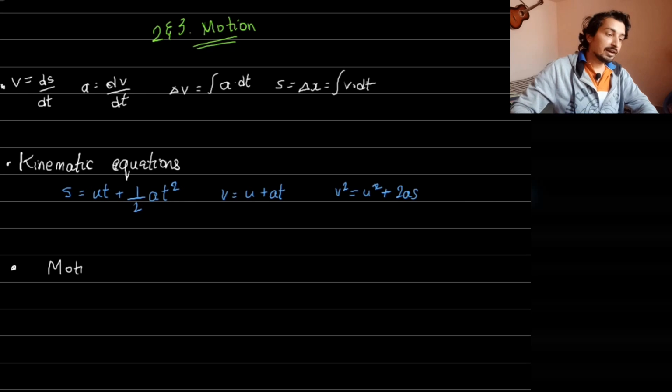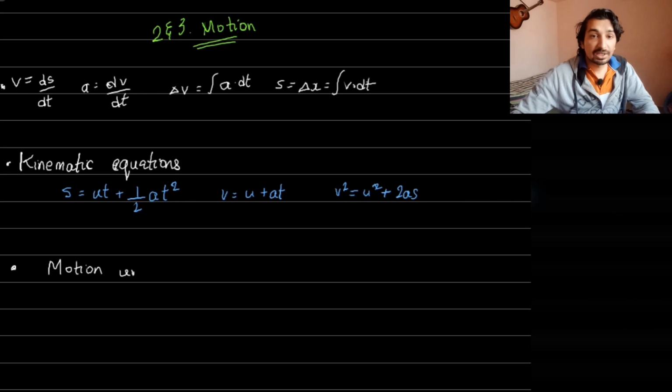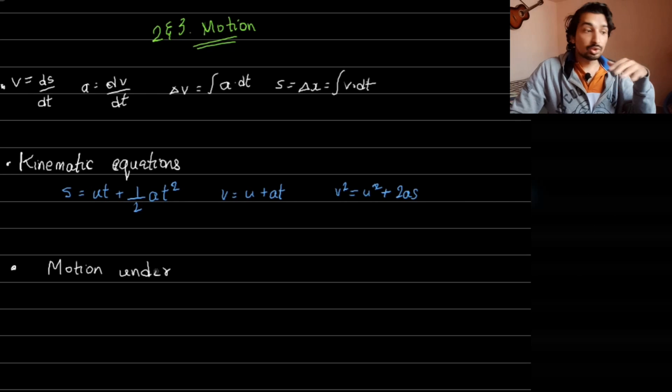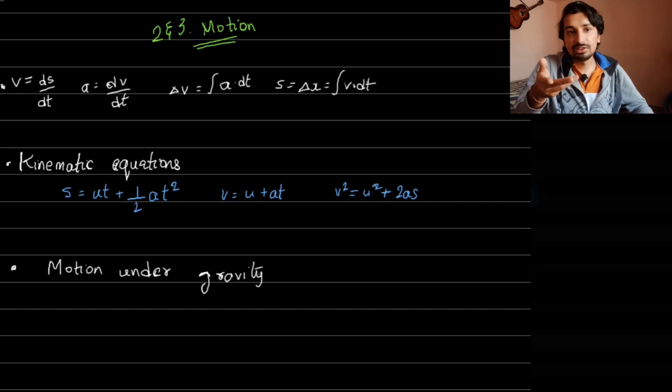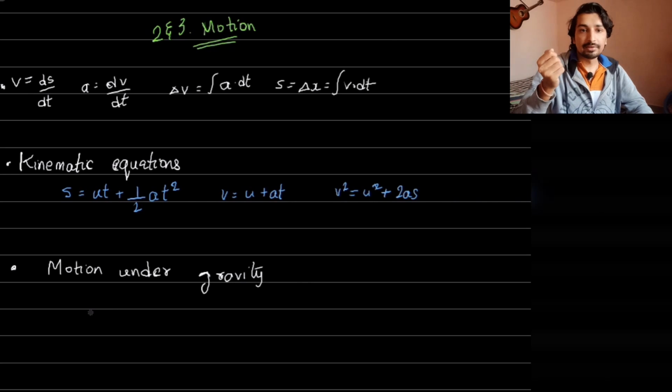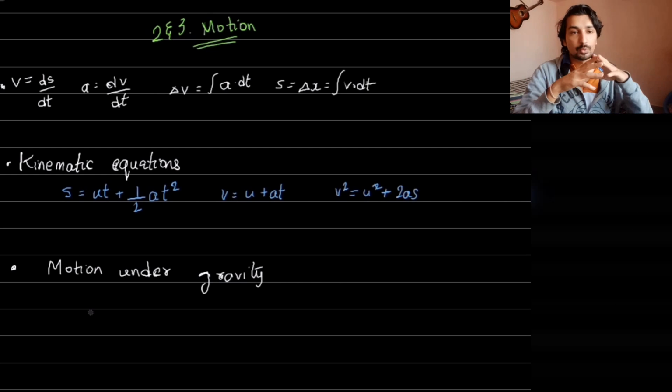And then you have motion under gravity. Because gravity is also constant acceleration, all these kinematic equations work only when acceleration is constant. The acceleration has to be constant. Acceleration should not be changing. So velocity is changing, but at a uniform rate. That is called acceleration, right? At a uniform rate means acceleration is uniform. So when acceleration is uniform, only then all these three equations work.